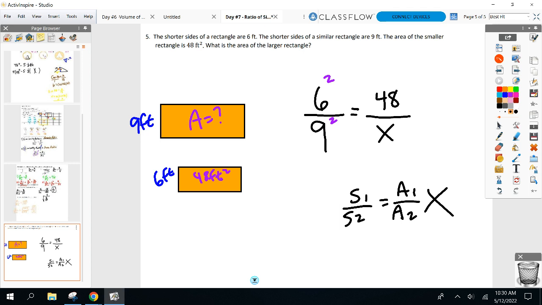And then what's the area of the bigger one? 81 times 48 divided by 36. 108 square feet. All right. Do not set similarity equal to area.